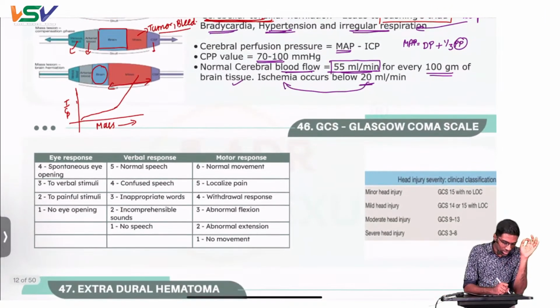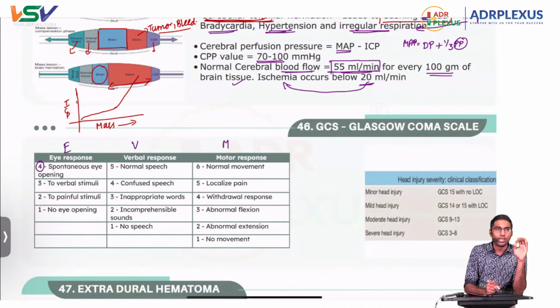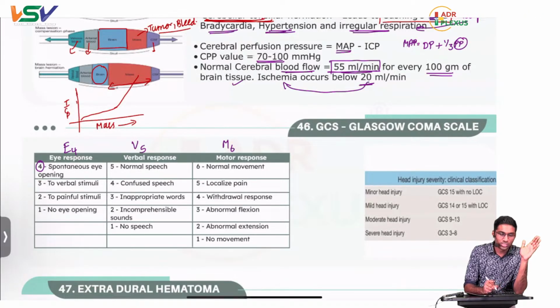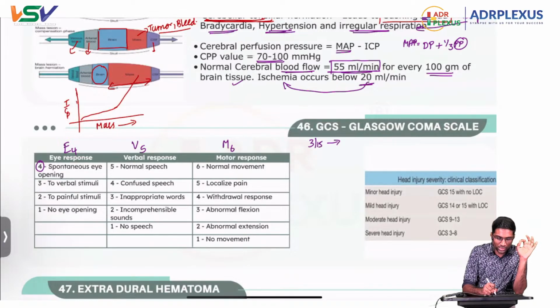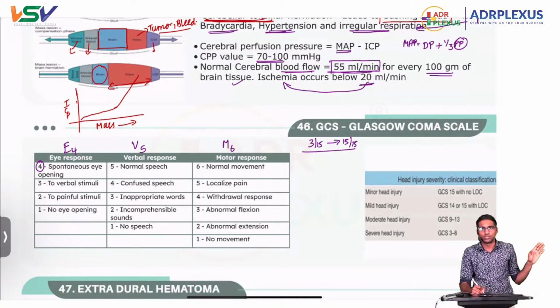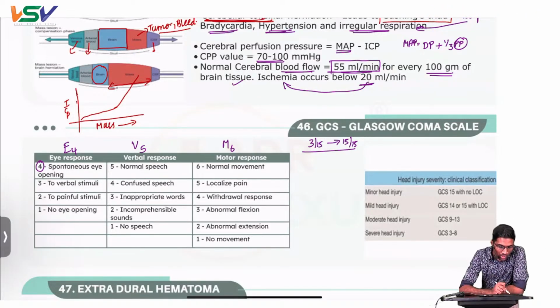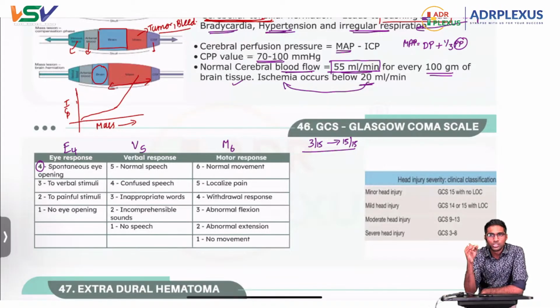First there is EVM. The maximum score for E is 4, for V is 5, and for M is 6. The least score that is possible is 3/15. The maximum score is 15/15. There is no zero at all here. So there is spontaneous eye opening, that is 4. Then to verbal stimulus, you call his name, he opens his eye, that is 3. On painful stimulus, eye opening is 2. 1 is no eye opening.